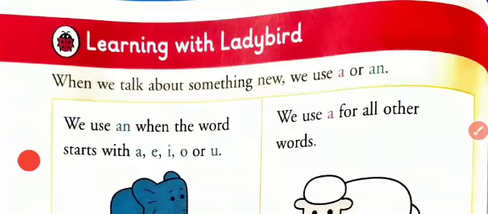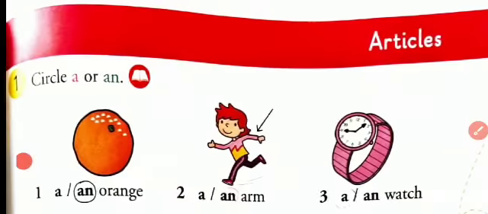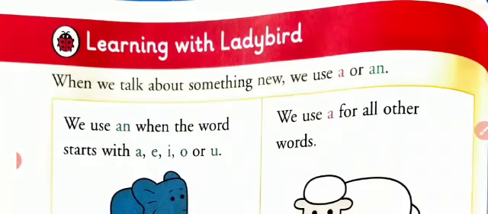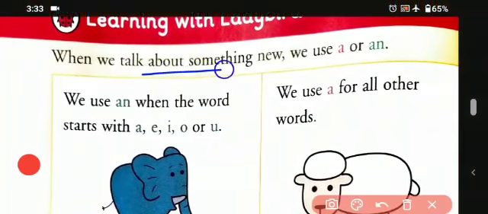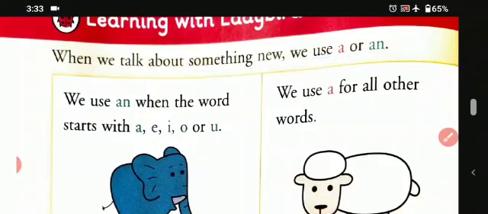So let's begin with another one. Learning with Ladybird. So now we'll learn something with the ladybird. When we talk about something new, we use a or an. So students, when we are talking about something new, we use a or an. So let's begin with how we are using it.